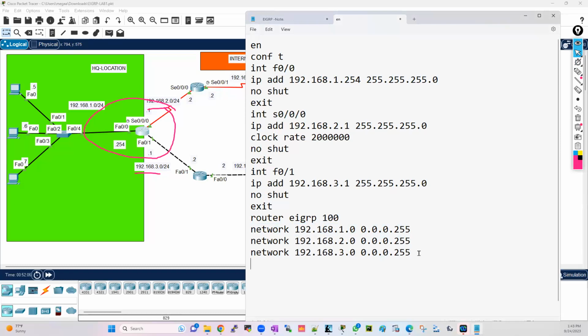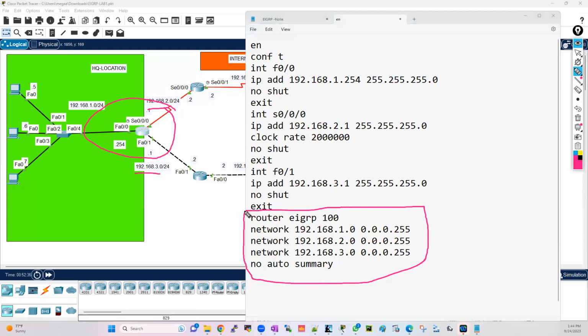The next thing I need to do is what? No auto-summary. Excuse me, auto summarization. No auto-summary. These are the commands we need to pay attention to in doing EIGRP. So this is the only thing we need to do when we are configuring EIGRP. So what I will do now is when you stop at 192.168.3 when we have more than 3 routers there.